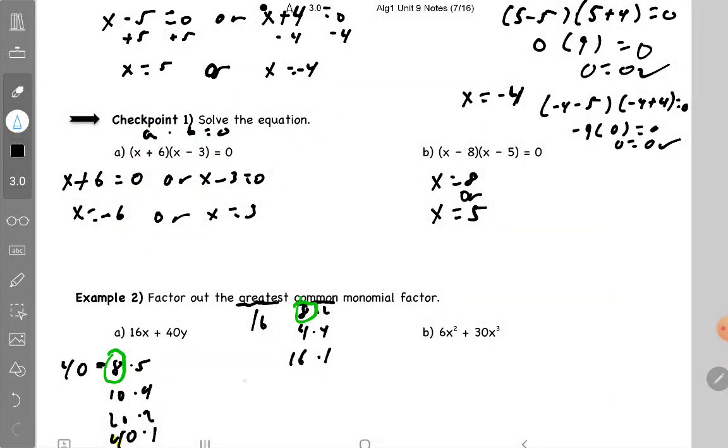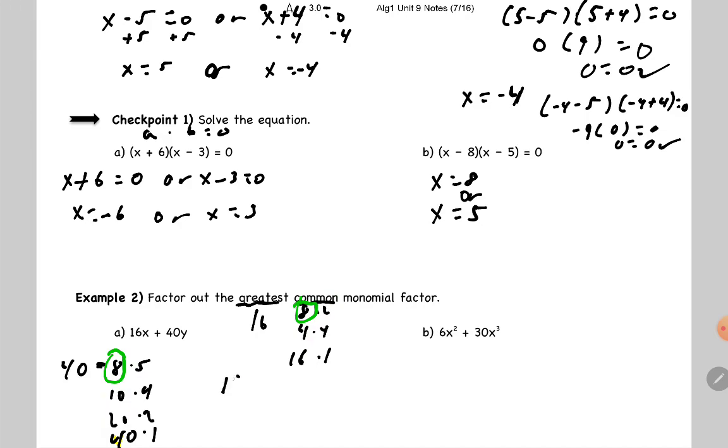Looking back at the original problem, we have 16x plus 40y. I'm going to factor out an 8. If I factor out an 8, that means I'm going to take 16x and divide it by 8. So that's 2x. And then from 40, I'm going to divide by 8. 40 divided by 8 is 5. And then we just have the y there. And then we're done.